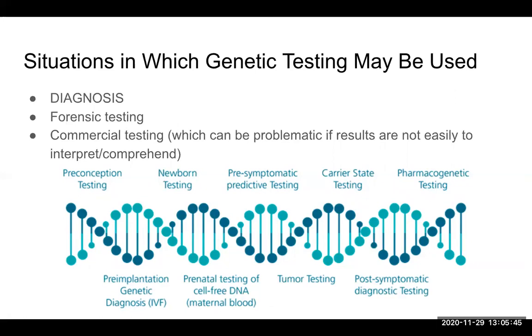And you can also have things like newborn testing, preconception testing, pre-implantation testing, which you can use to decrease the risk of genetic abnormalities in future offspring. And you also have commercial testing, but this can be problematic if results are not easy to interpret, not easy to comprehend, or they're results that could be highly emotional for some people.